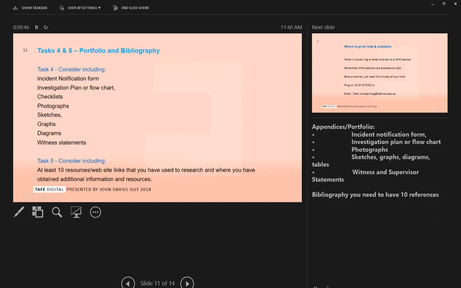Tasks 4 and 5. Your portfolio should contain the incident notification form, investigation plan or flowchart, photographs, sketches, graphs, diagrams, tables, witness and supervisor statements. Your bibliography needs to have at least 10 references.